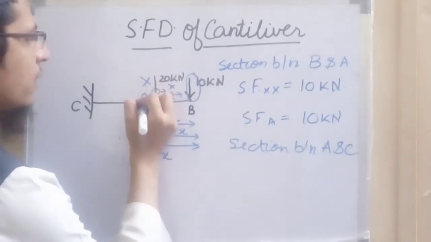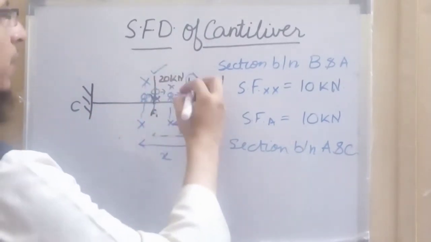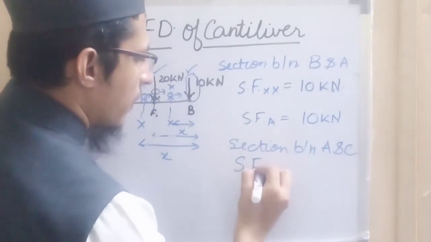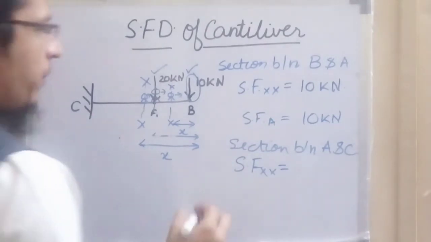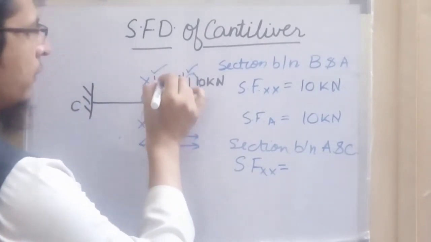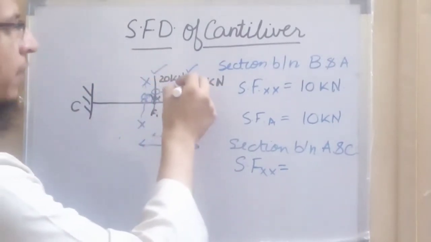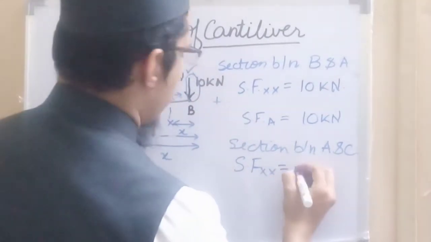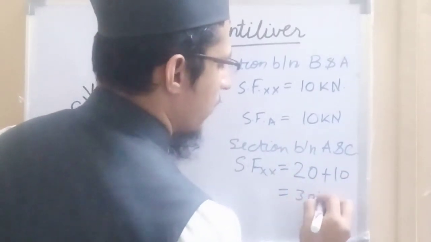We are standing here, we see towards our left, so two forces will be seen, one force this 20 kilonewton and one force this 10 kilonewton. So the shear force at section XX will be equal to this force plus this force. Both the forces are in downward direction, and we are considering downward direction as positive. So we can say 20 plus 10, so 30 kilonewton.